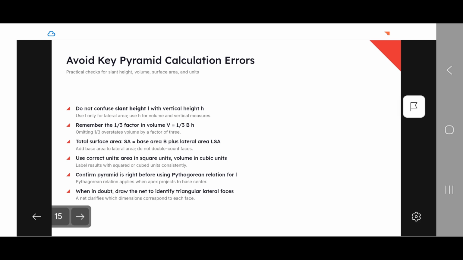So, total surface area equals base area B plus lateral area, LSA. So add base area to lateral area. Do not double count faces. And use correct units: area in square units, volume in cubic units. So label results with squared or cubed units consistently.